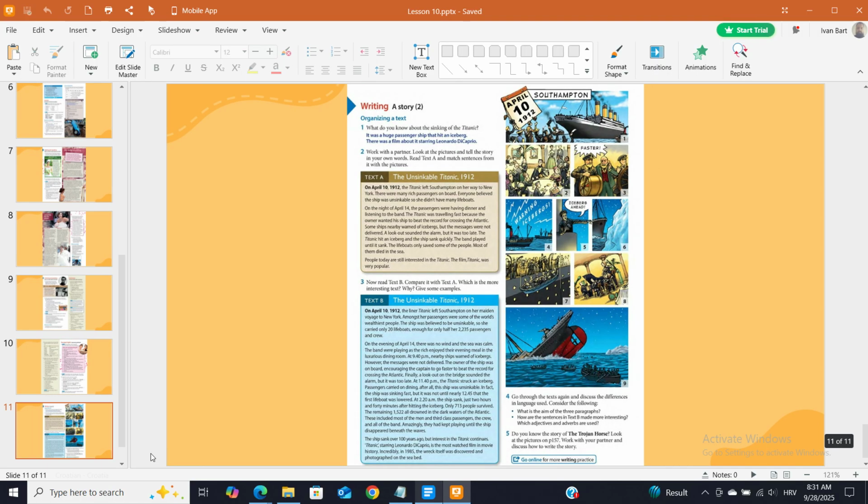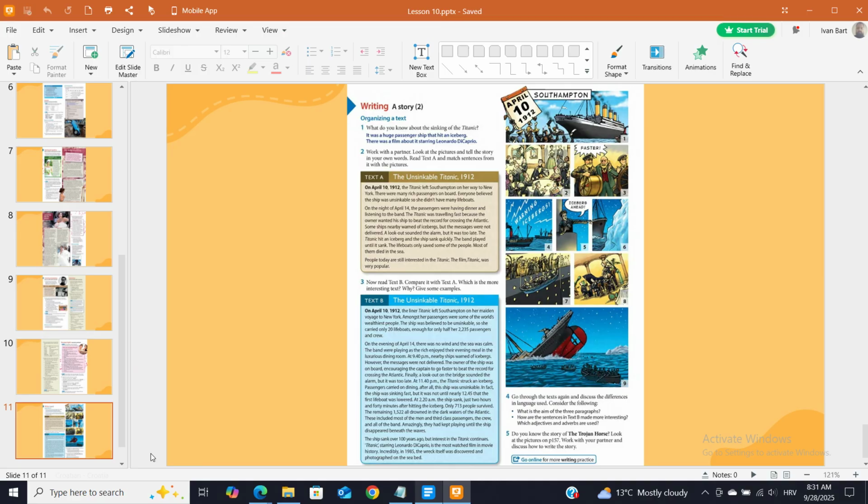Writing a story. 2. Organizing a text. 1. What do you know about the sinking of the Titanic? It was a huge passenger ship that hit an iceberg. There was a film about it starring Leonardo DiCaprio. 2. Work with a partner. Look at the pictures and tell the story in your own words. Read text A and match sentences from it with the pictures.